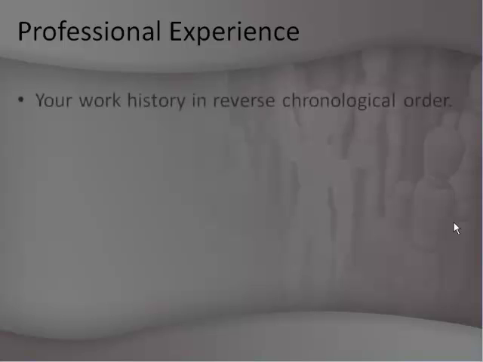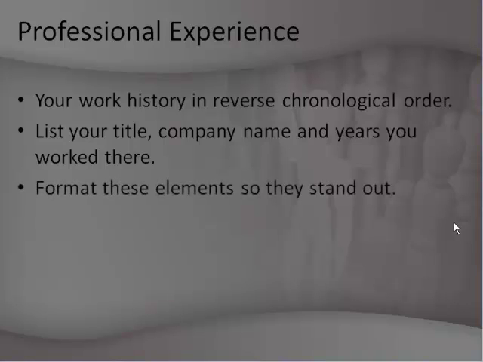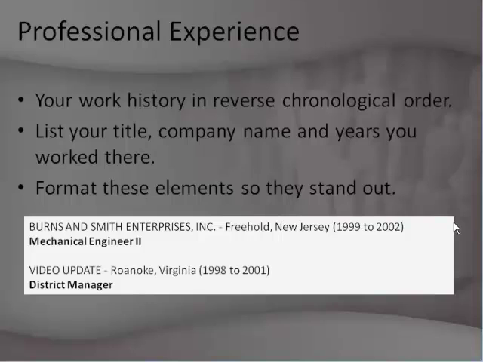This needs to include your professional work history in reverse chronological order. It needs to show your title, the company name, and the years that you worked there. You want to format all of those elements so that they stand out and grab attention, just like this. This is two separate entries. We've got the place where we worked. Notice that it's all capitalized. Then we've got a location here in the years, and then the job title. The job title is bold. What this does is make those different elements stand out because they're all different.